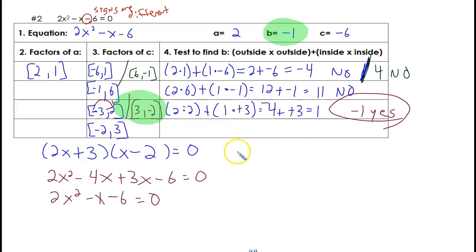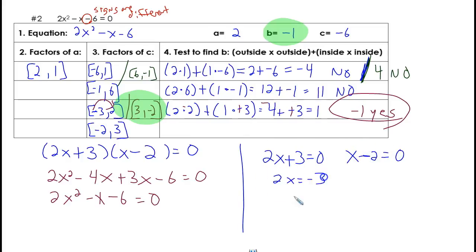I'm going to take those two factors and use the zero product property and set each one of them equal to 0. So subtract 3, divide by 2, add 2. So my two answers, my two solutions, these are called roots and zeros also, are negative 3 over 2 and positive 2.